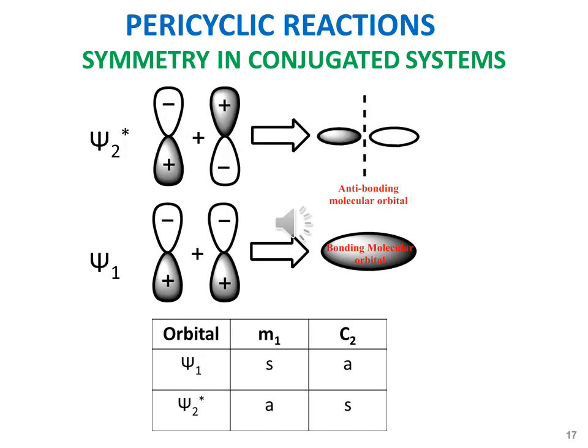Here I have shown how the two p orbitals are overlapped. In the case of Psi1 or bonding molecular orbital, the two atomic orbitals that are overlapping have the positive sign bearing lobes on the lower side and the negative sign bearing lobes on the upper side. You may say that the same sign bearing lobes are in the same direction, and hence a bonding molecular orbital is formed by the overlapping of the two atomic orbitals.